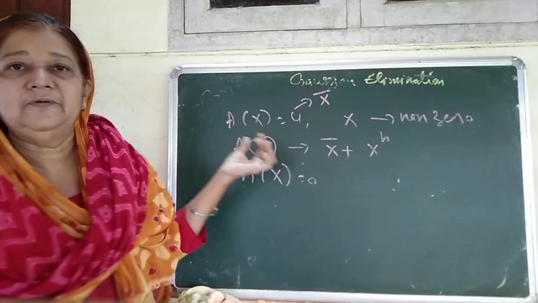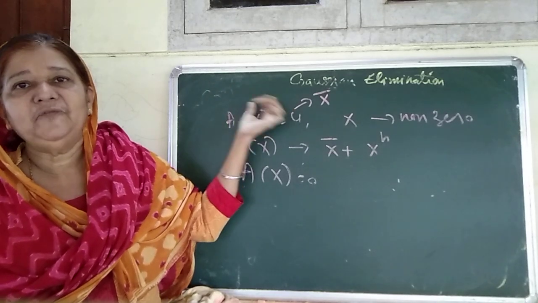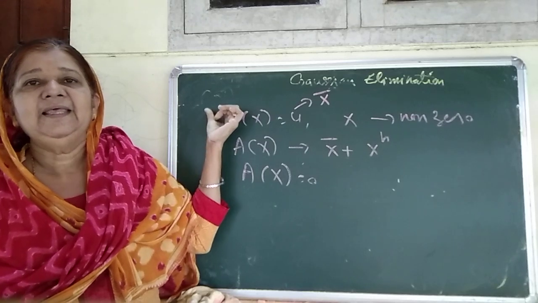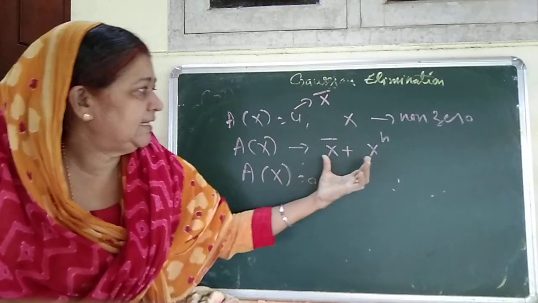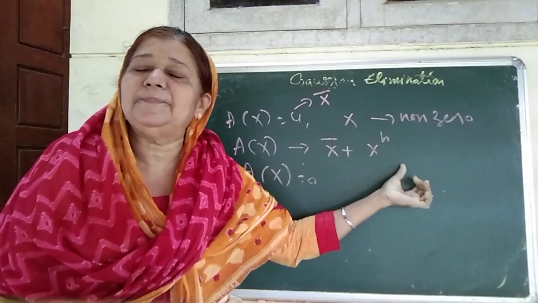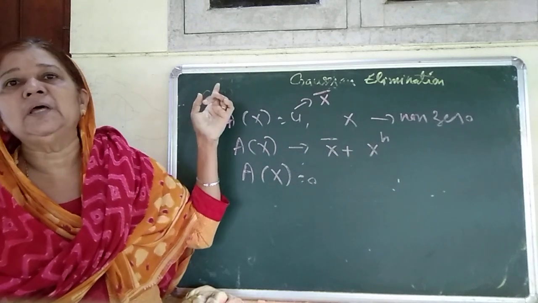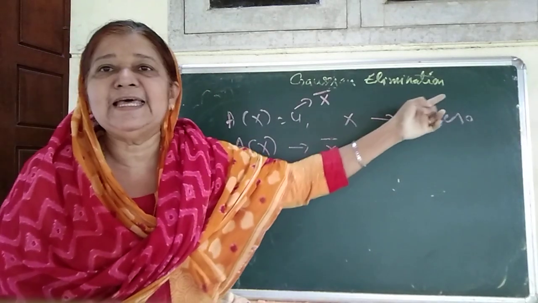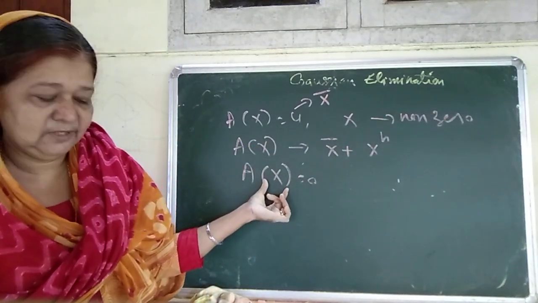Once again, if Ax equal to u with A failing to have an inverse, then Ax equal to u has a solution. It is nothing but x bar plus xh, where x bar is the particular solution of Ax equal to u, and xh is the non-zero solution of Ax equal to 0. It is very important.